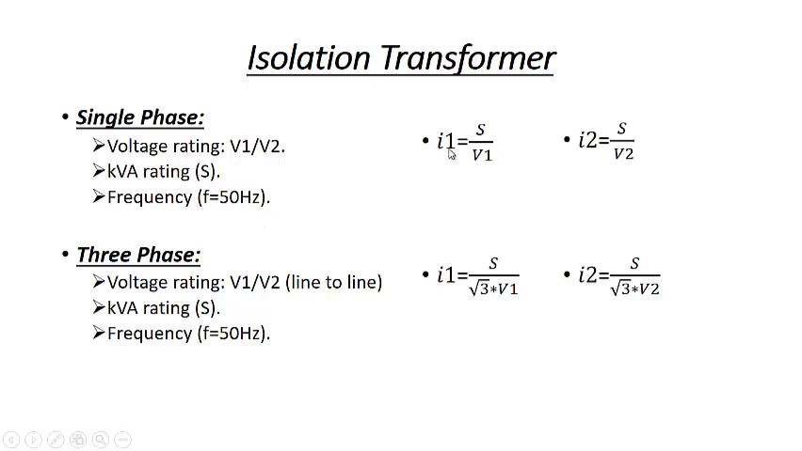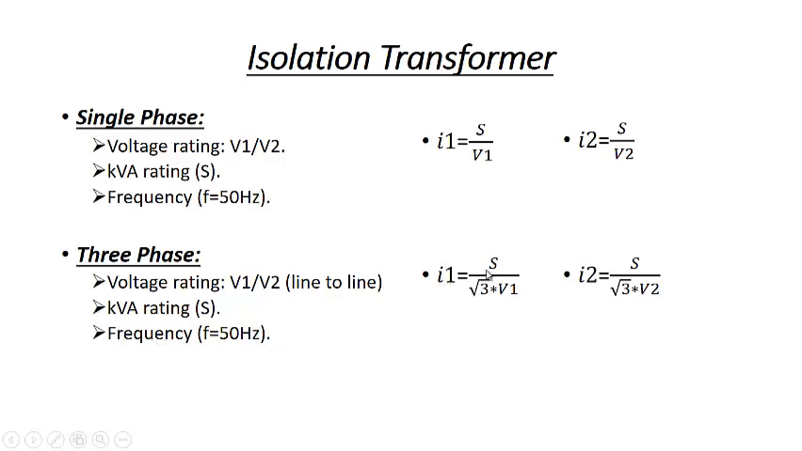When you calculate the primary current, it will be this apparent power divided by V1, which is the primary voltage. Similarly, the secondary current will be the same apparent power divided by V2, that is the secondary voltage. This is for a single phase transformer. For a three phase transformer, the voltage rating is given the same as single phase, V1 by V2, but here it was the phase voltage, and here it will be the line voltage. The kVA rating will be the three phase kVA rating. Frequency will be the same in both cases.